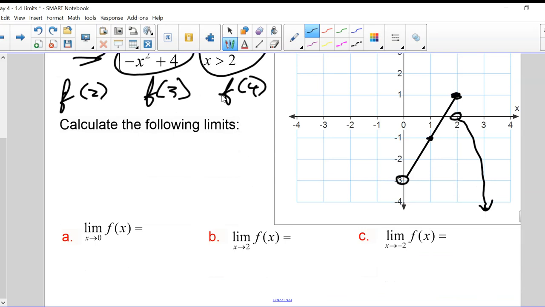Okay, so let's get to these limits now. Let's see if we can answer these limits. These limits are what we're going to try to answer for various parts of the function. Let's start off with the limit as x approaches 0.